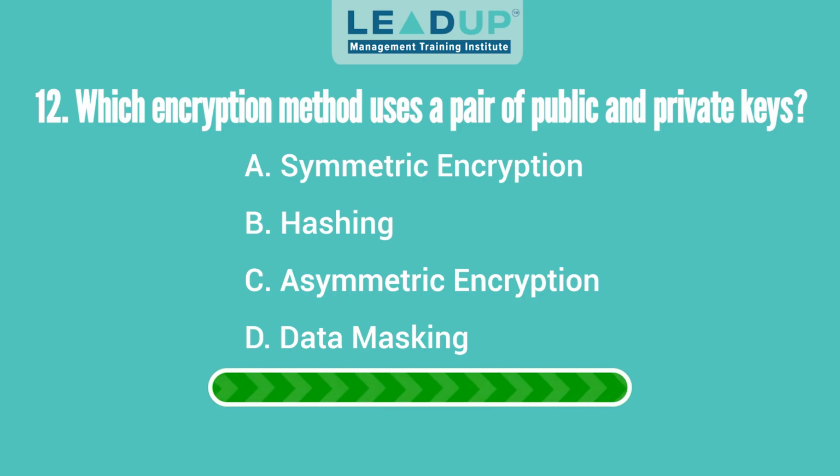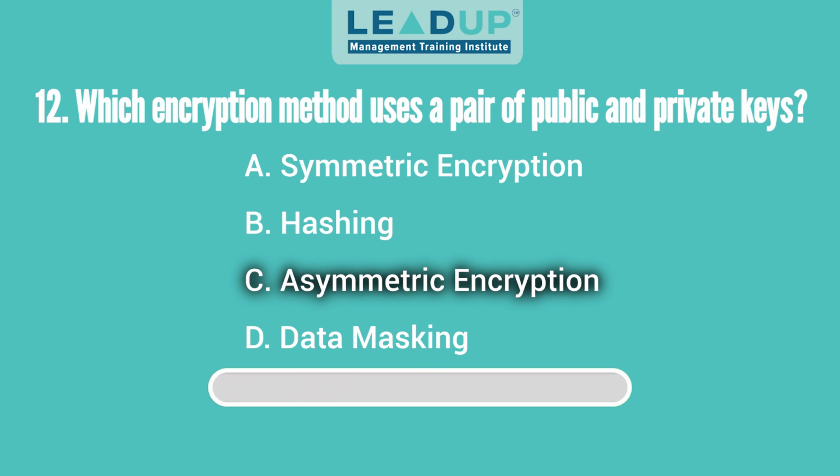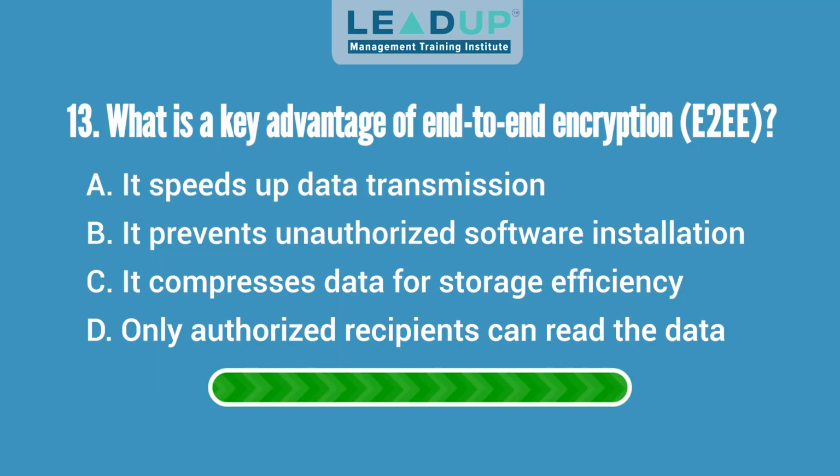Question 12. Which encryption method uses a pair of public and private keys? A. Symmetric encryption. B. Hashing. C. Asymmetric encryption. And D. Data masking. Answer: asymmetric encryption. Question 13.